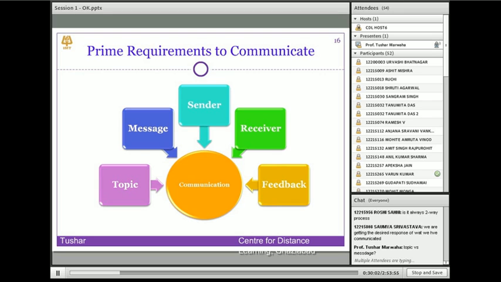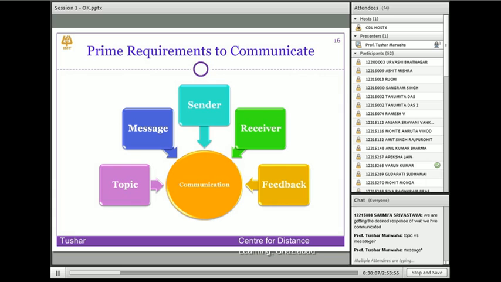Typo errors, please ignore. I am not very good at typing, so please don't hold them against me.